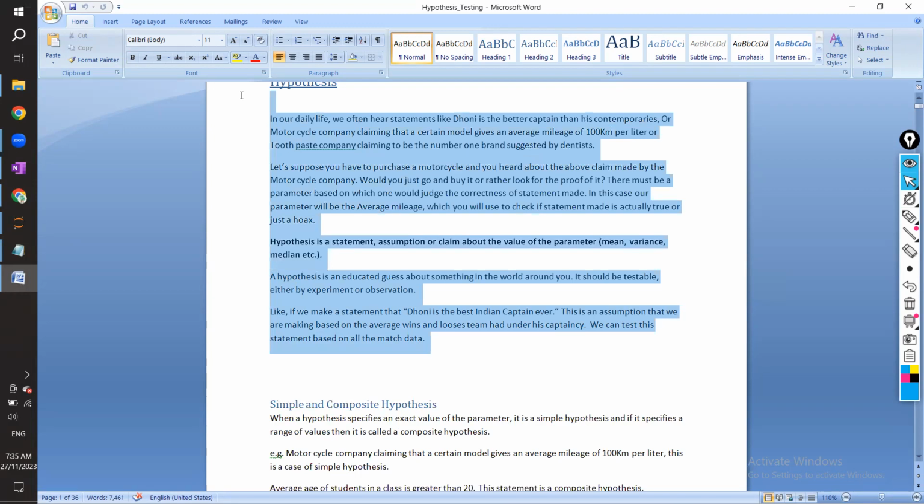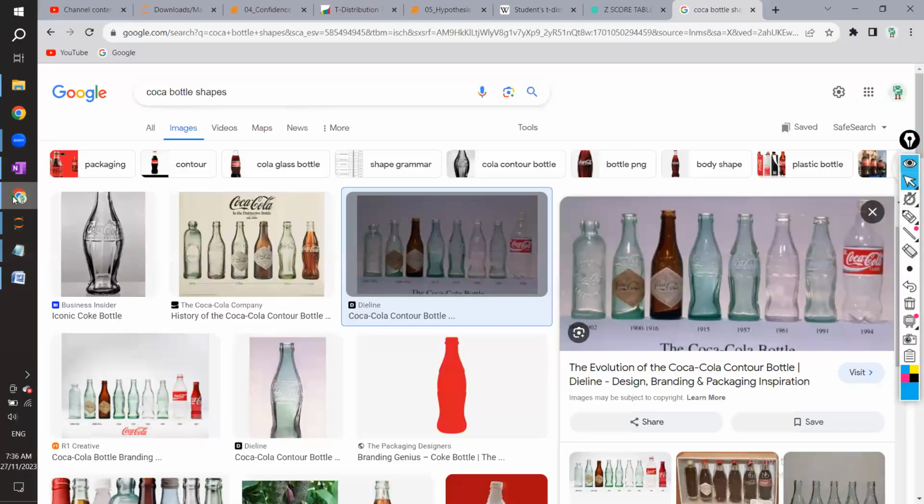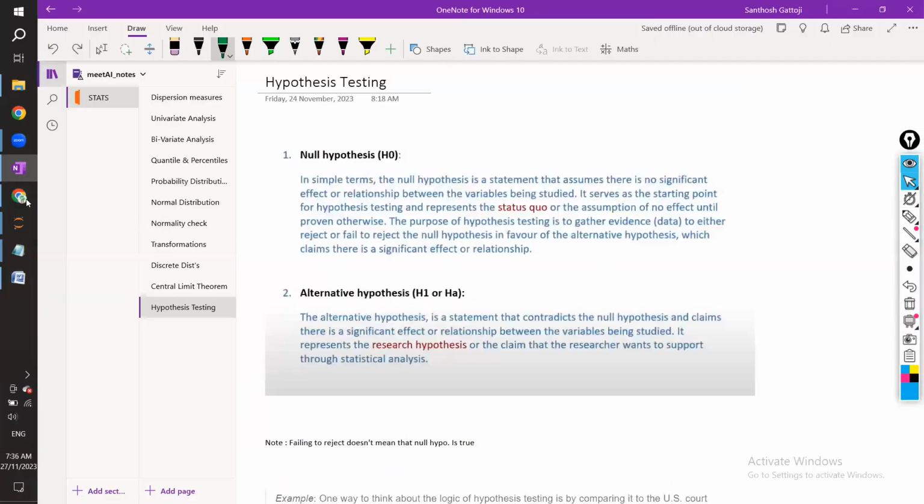So just try to understand that a hypothesis is just a statement which you are making based upon the observed values. That's just a statement. Now you need to prove it or disprove it. I would say that's the fundamental point over there. We'll see the detail.